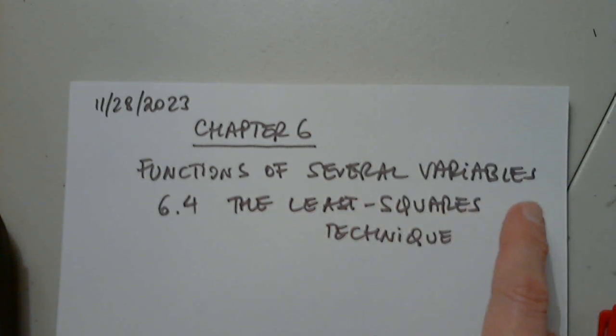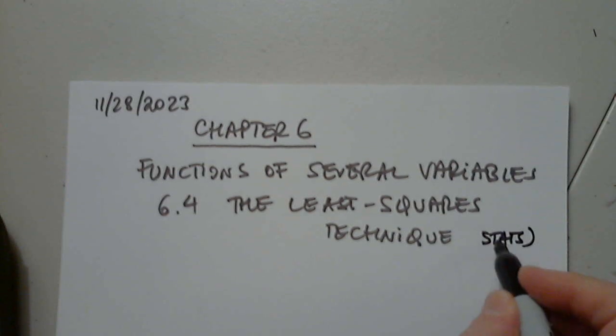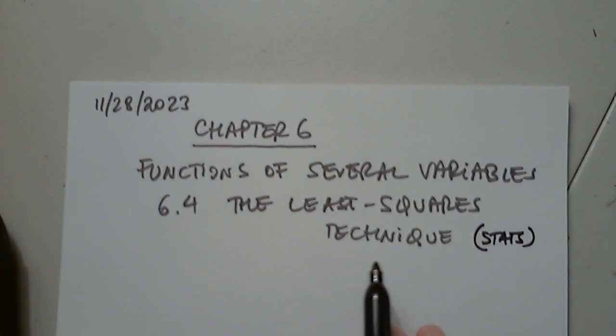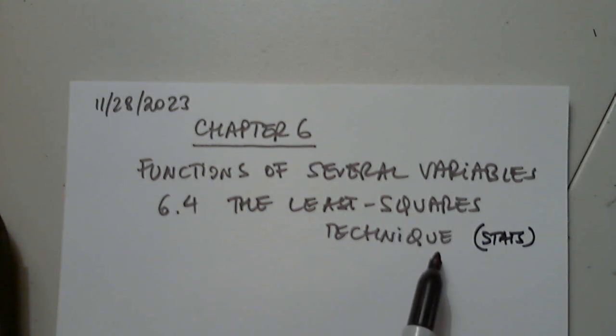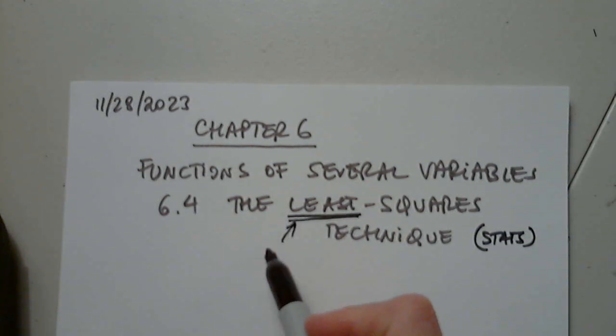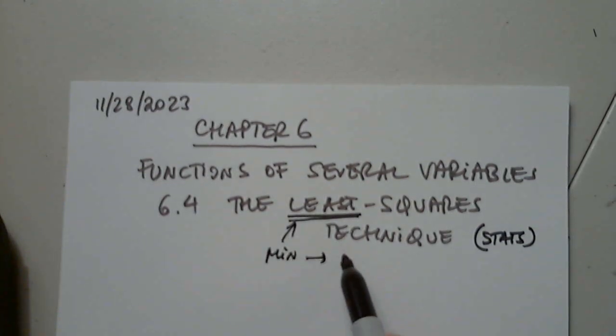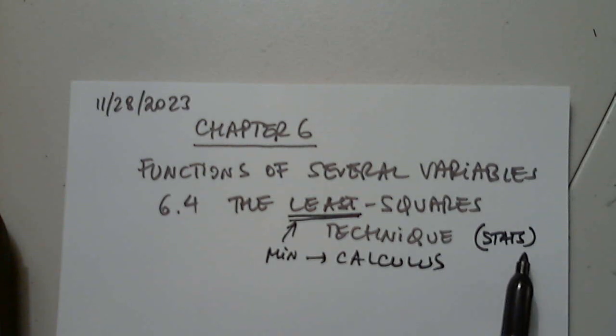Of several variables. I'll explain what that means in a moment, but I'd like to start with this. This is basically a technique from statistics, and this is where we normally teach it. But why is the least squares technique in this chapter? Because when we talk about least, we talk about minimum. And when we talk about minimum, we talk about calculus. That's why this technique appears in calculus as well as statistics. What does it mean?